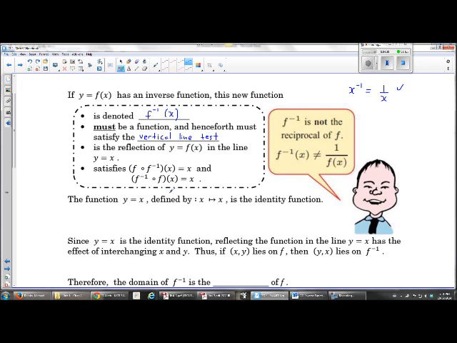The function y equals x defined by, and the f did not come out in the conversion from Word to this notebook file.